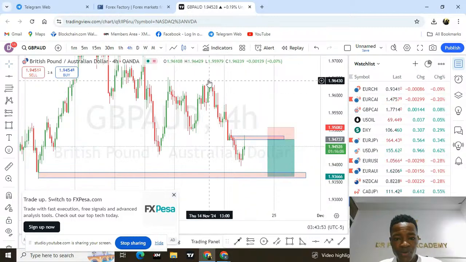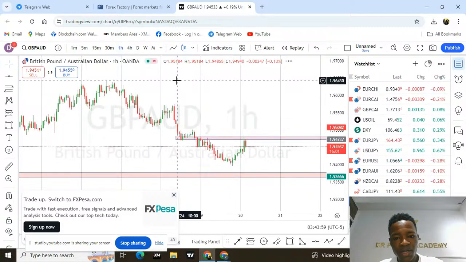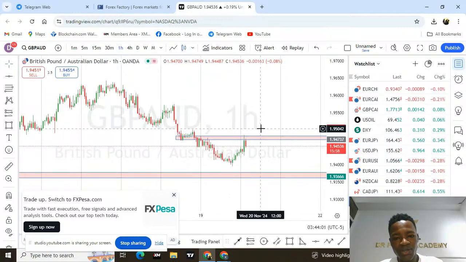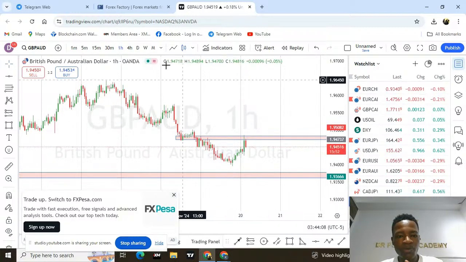Okay, that's the view on GBP AUD. You can patiently wait for this market to come back to that order block, this zone again, to do another top again. But if it doesn't come back again to that area by the next 1 hour, then we are looking forward for more sales on GBP AUD.